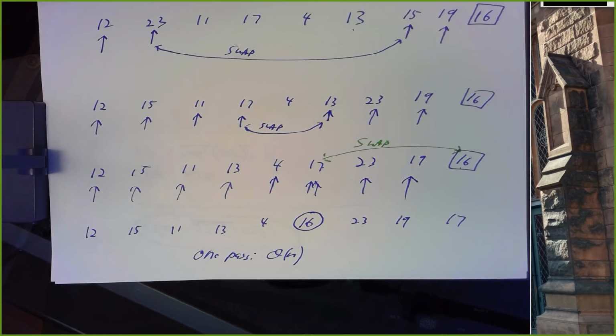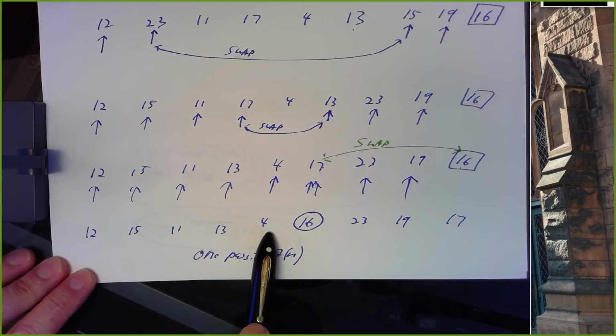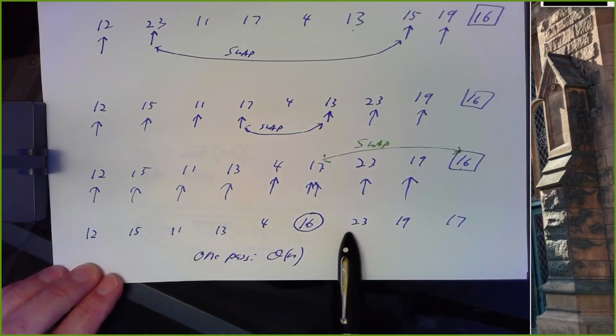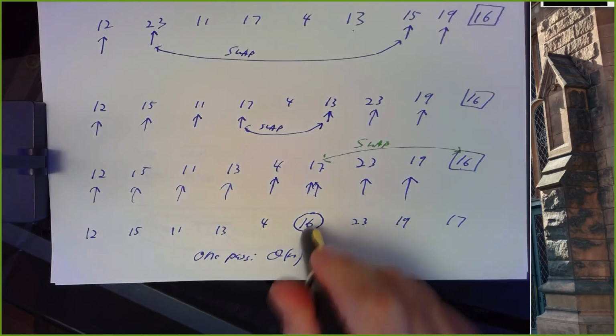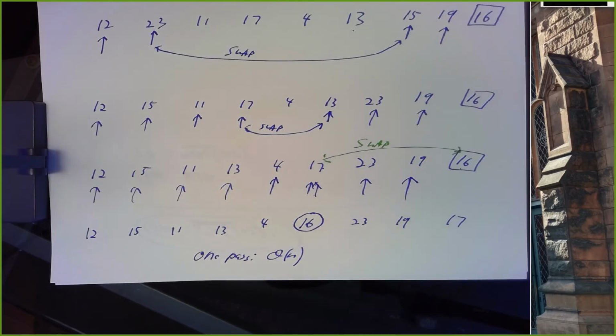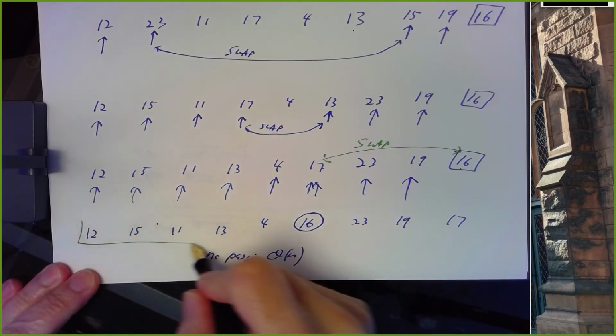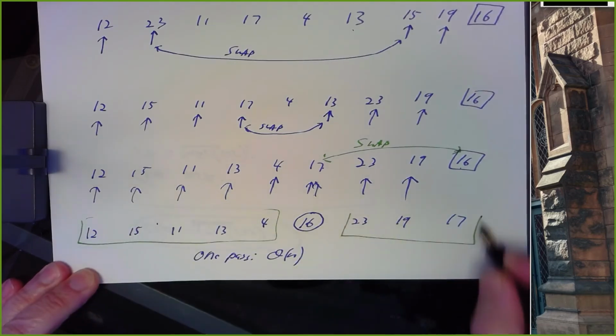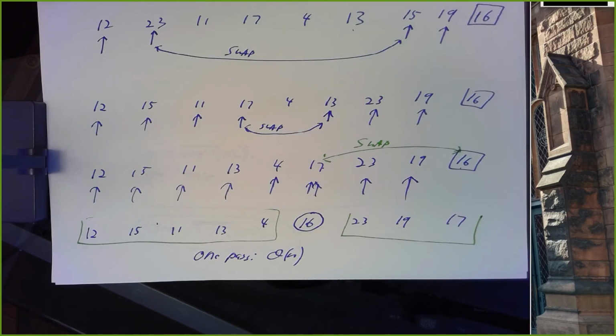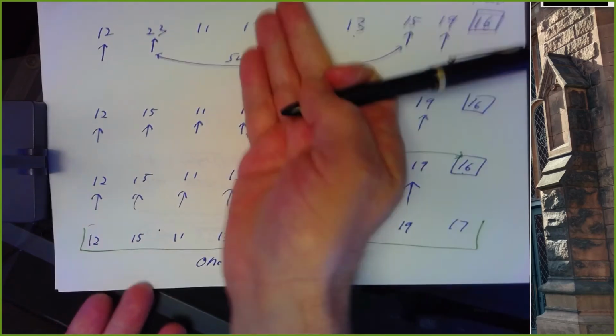Now, our data is not sorted. 12, 15, 11, 13, 4, that's not sorted. 23, 19, 17, that's not sorted. But we know the 16 is in the right spot, so all we have to do now is sort this array and sort this array. And how do we sort these? Use quicksort.